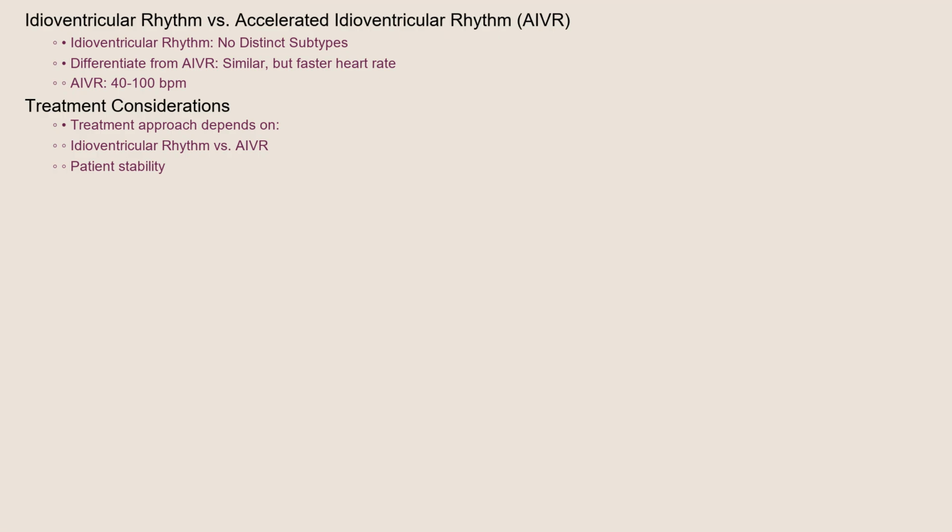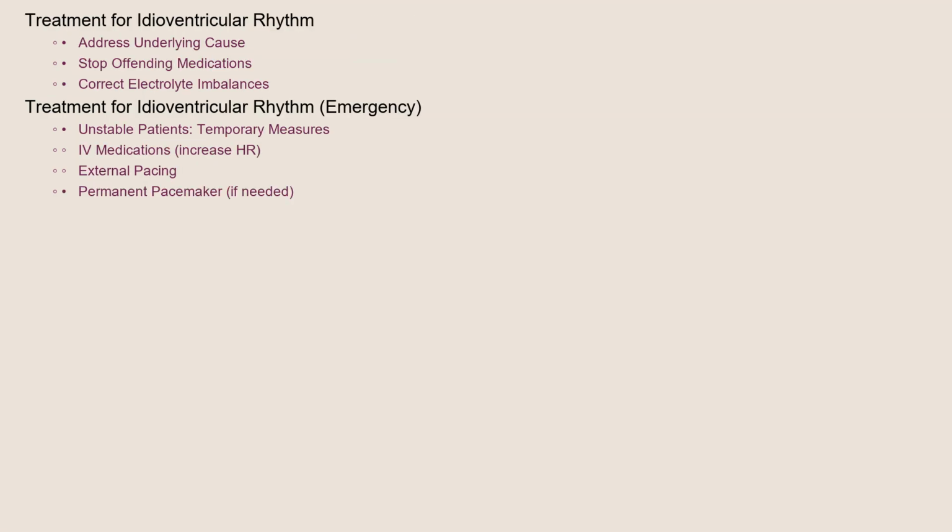While idioventricular rhythm doesn't necessarily have distinct subtypes like some other arrhythmias, it's important to differentiate it from accelerated idioventricular rhythm, or AIVR. AIVR is similar but has a slightly faster heart rate, generally between 40 to 100 beats per minute. The treatment approaches may differ depending on whether it's a true idioventricular rhythm or AIVR and the stability of the patient. The treatment for idioventricular rhythm focuses on addressing the underlying cause.